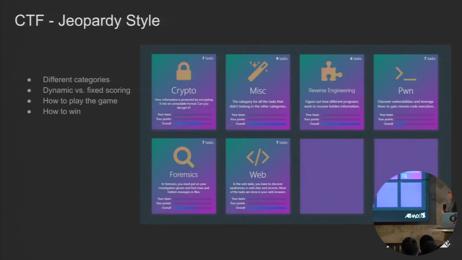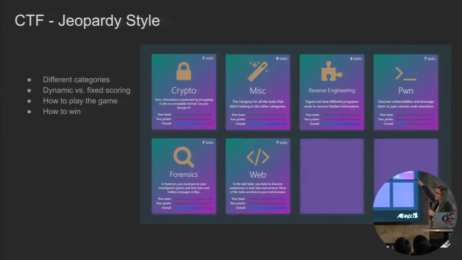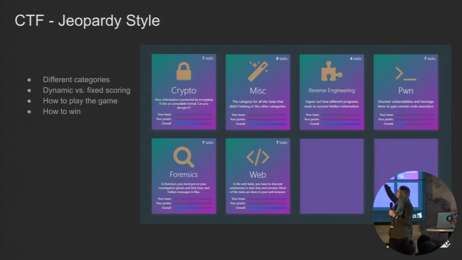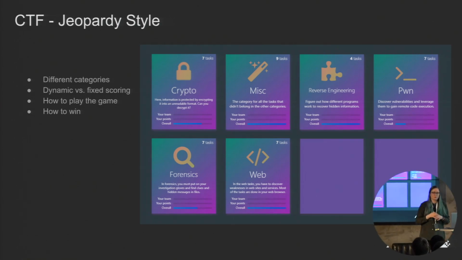These are the most common categories in CTFs. We have cryptography over here, some reverse engineering, binary exploitation, which is called pwn, forensics, and some web security. And then in the end, all the tasks that don't really fit in any of these categories are put in the miscellaneous category.